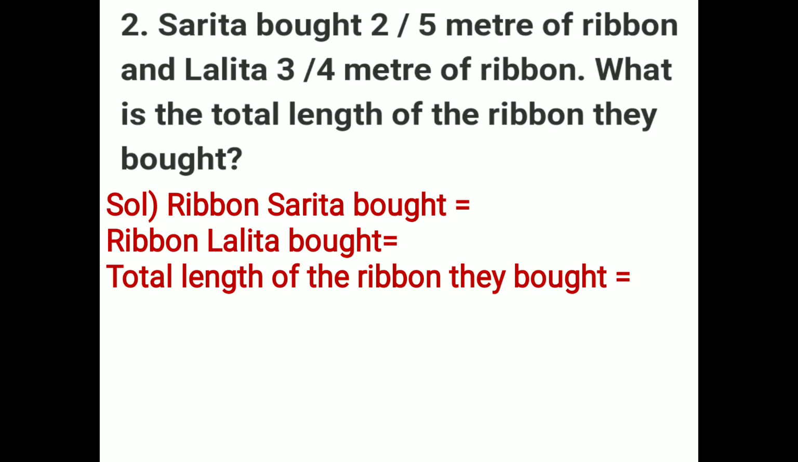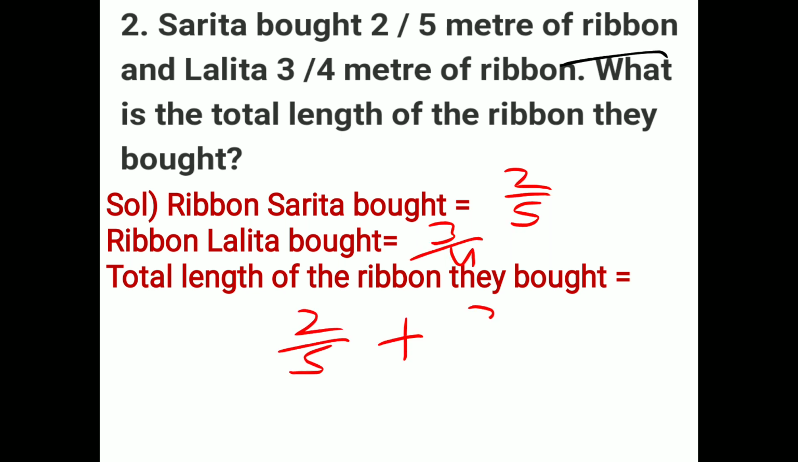Clear? Now we do question number 2. Question number 2 is Sarita bought 2 by 5 meter of ribbon and Lalita bought 3 by 4 meter of ribbon. So you write ribbon, because the keyword here is ribbon. Ribbon Sarita bought, that is 2 by 5. So you write 2 by 5. Then they said ribbon Lalita bought is 3 by 4. You have to tell what is the total length of ribbon they bought. Total length of ribbon they bought, you have to plus them. 2 by 5 plus 3 by 4.